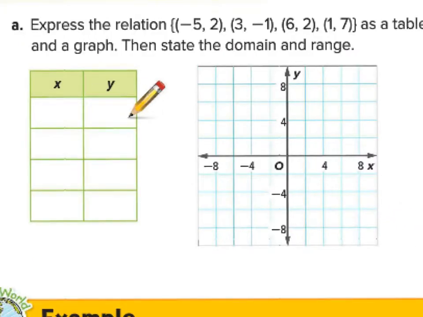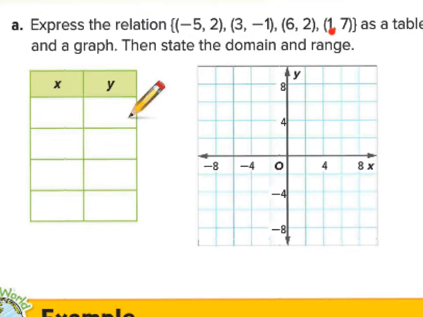Okay, I hope you paused the video. Let's take a look at our ordered pairs. We have (-5, 2), (3, -1), (6, 2), and (1, 7). I'm going to pick these out in order from least to greatest in terms of my first coordinate.